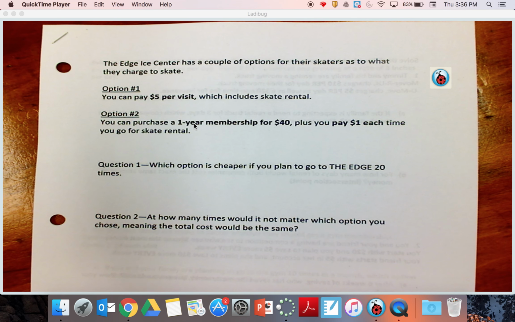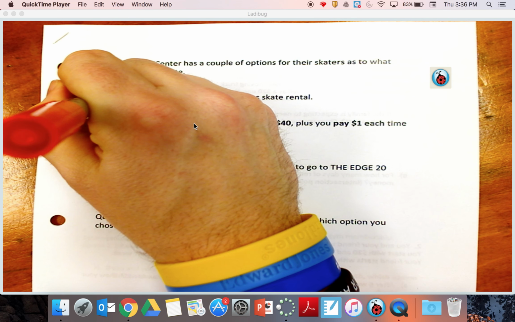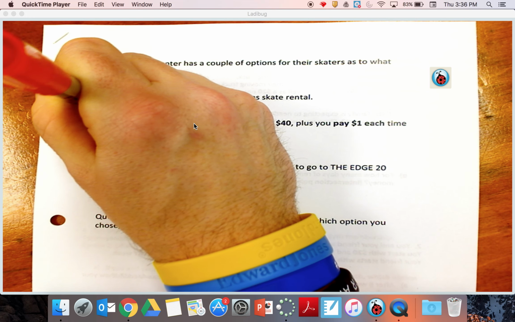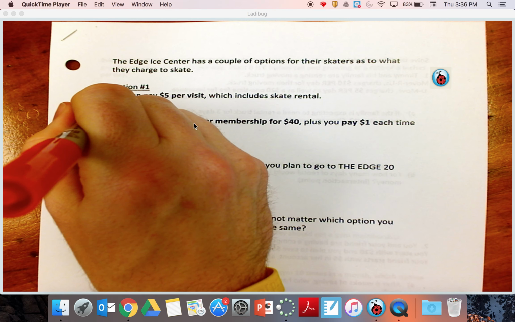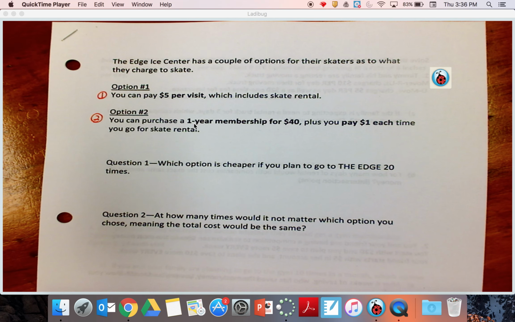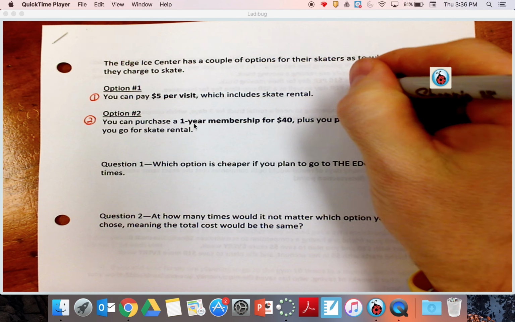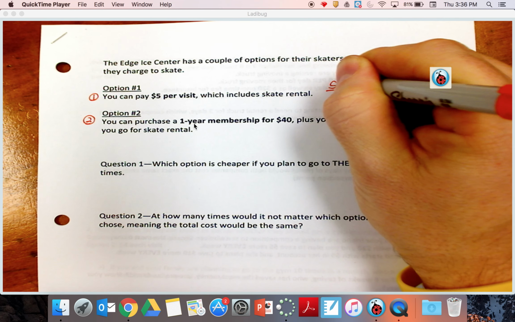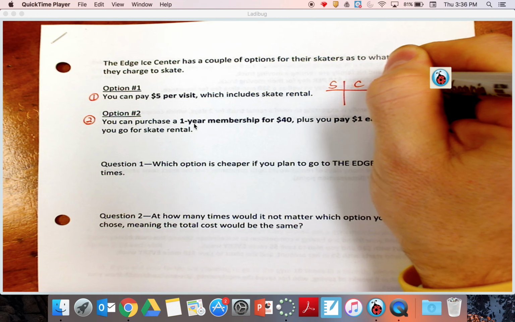You have two scenarios. You have option one, which will be my first system, my first equation, and you have option two, which is where I'm going to write my second equation. Now before we start writing our equation, we want to take a look at these things and see how we can write these things using our organizer if we need to, our start, change, and finish, what we have.